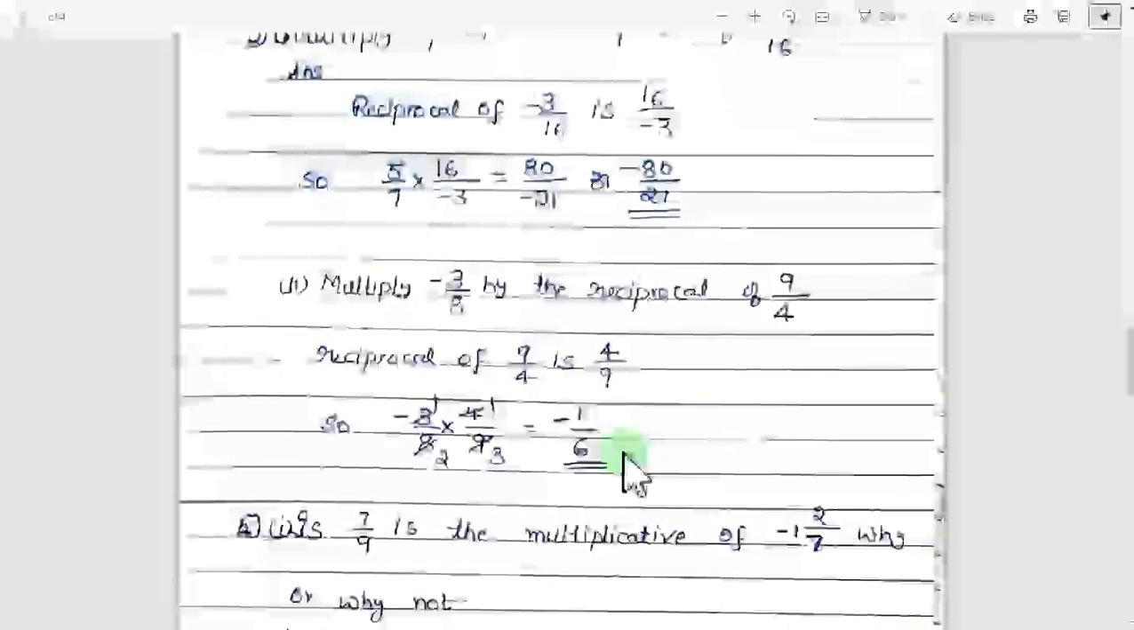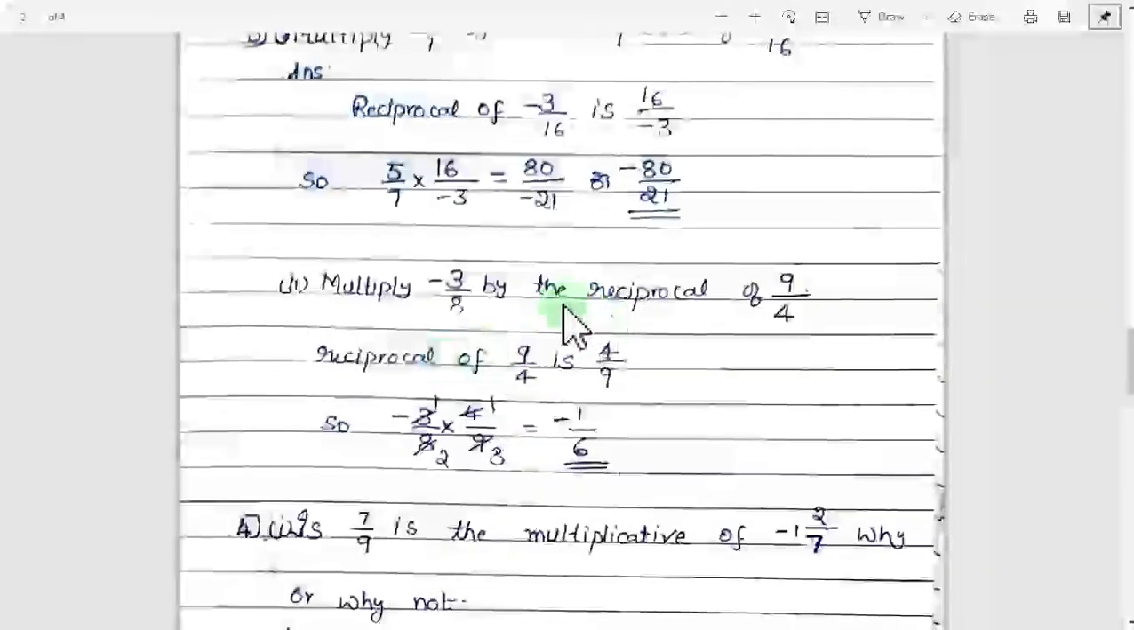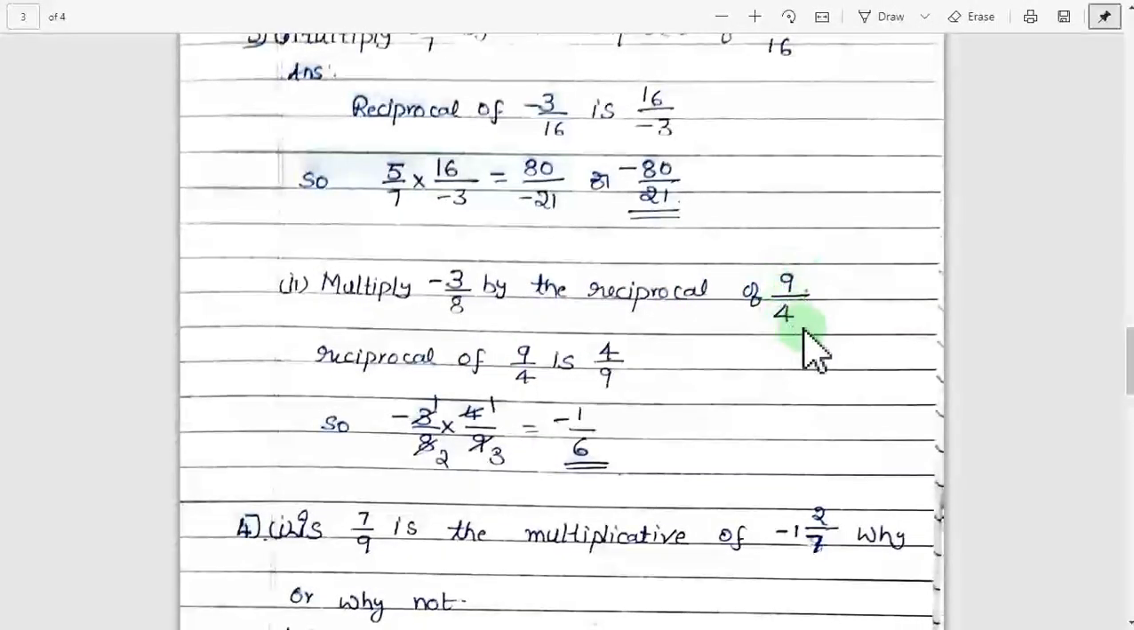Next example sum: multiply minus 3 by 8 by the reciprocal of 9 by 4. You have to multiply the reciprocal of 9 by 4 to minus 3 by 8. The reciprocal of 9 by 4 is 4 by 9. So minus 3 by 8 into 4 by 9. Here simplification is possible. 4 ones are 4, 4 twos are 8, 3 ones are 3, 3 threes are 9. So what remains is minus 1 into 1, and 2 threes are 6.